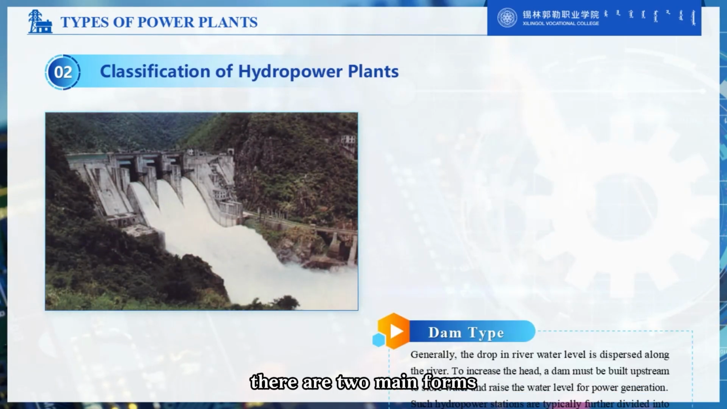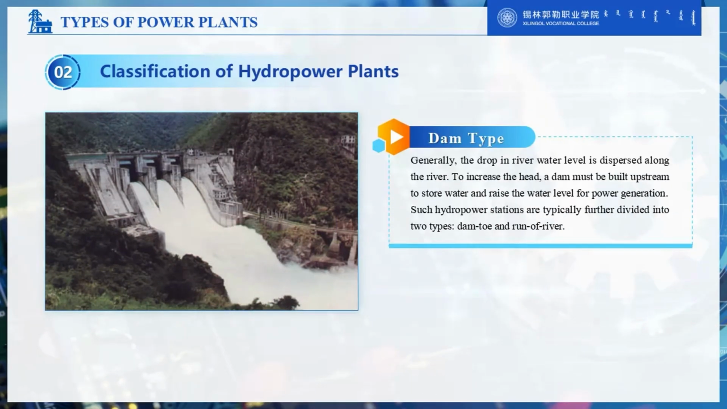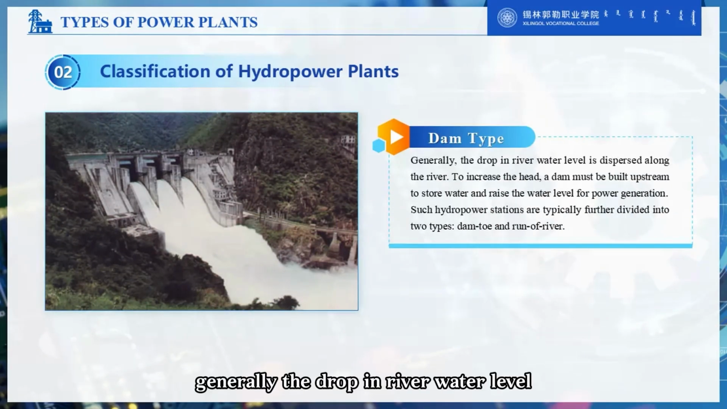There are two main forms. One is the dam type. Generally, the drop in river water level is dispersed along the river. To increase the head, a dam is built upstream to store water, raise the head, and generate electricity through turbines. As everyone knows, the Three Gorges hydropower station is a famous example.